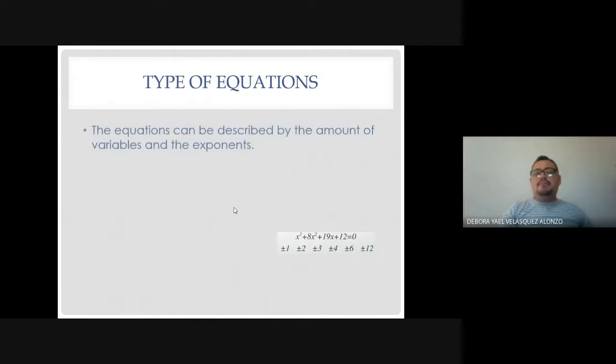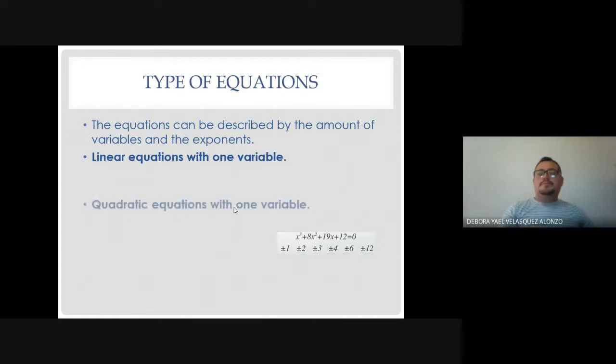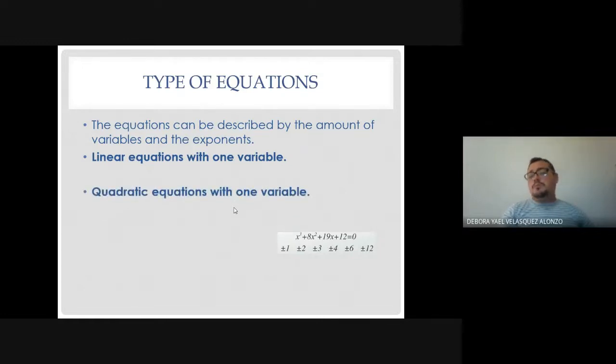So here we go. Types of equations. The equations we normally describe depend on the amount of the variables in the exponent. Honestly, more the exponent than the variables. The linear equations normally work with one variable. The quadratic equations work with one variable, but one of these variables should have exponent 2. That's why they receive the name of quadratic. We named it this the last class.